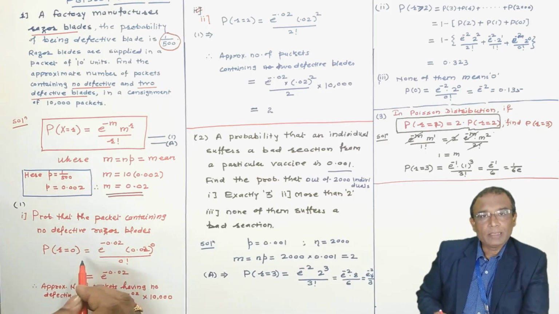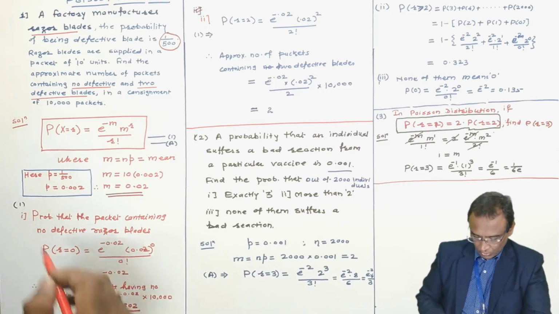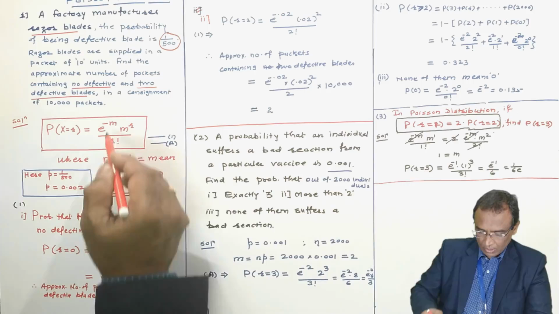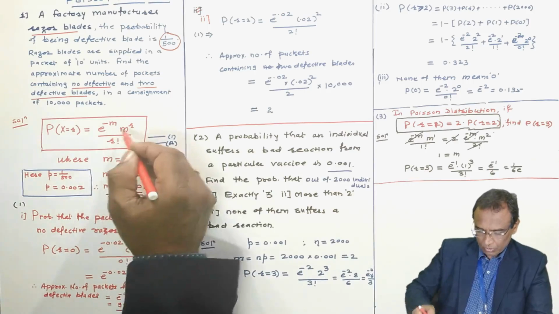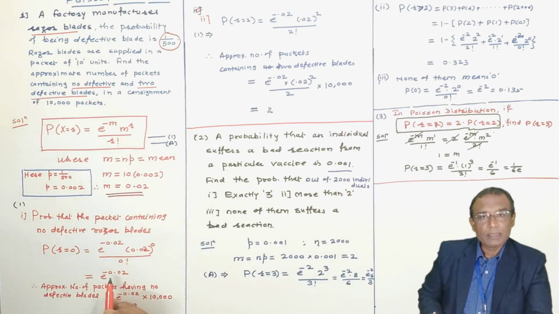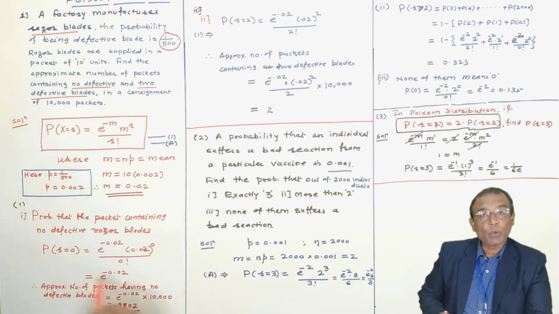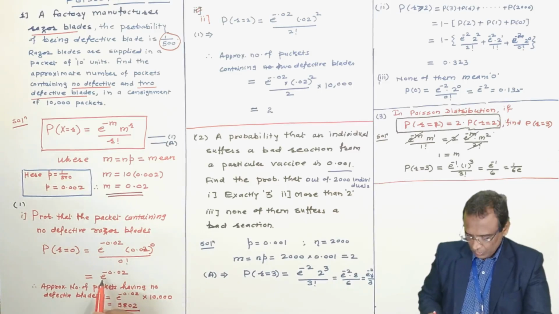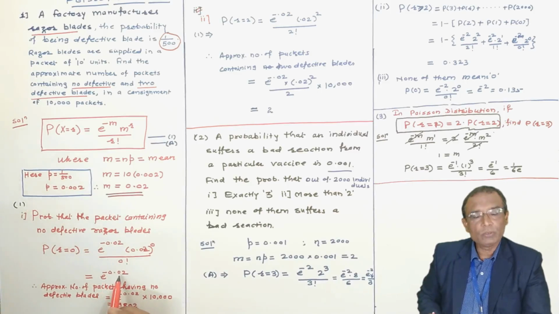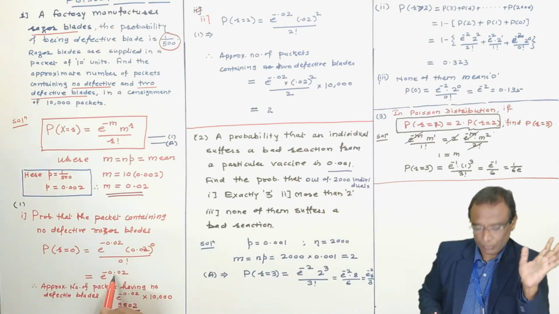Probability that r equals 0. It contains no defectives, meaning 0 defective. So put r equal to 0. m is 0.02, r is 0. In this way, e to the power minus 0.02 is the probability that in a packet there are no defective blades.